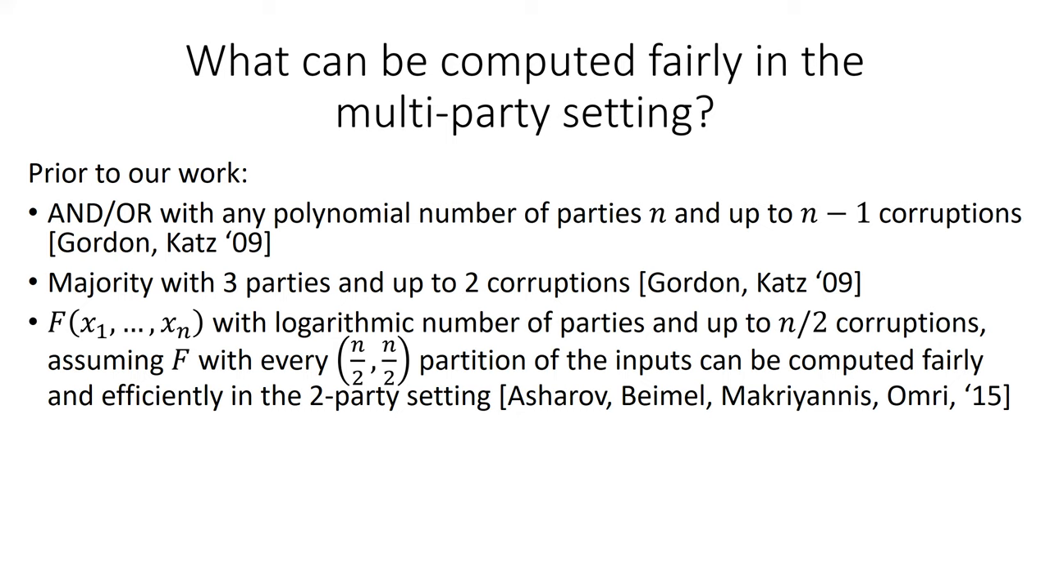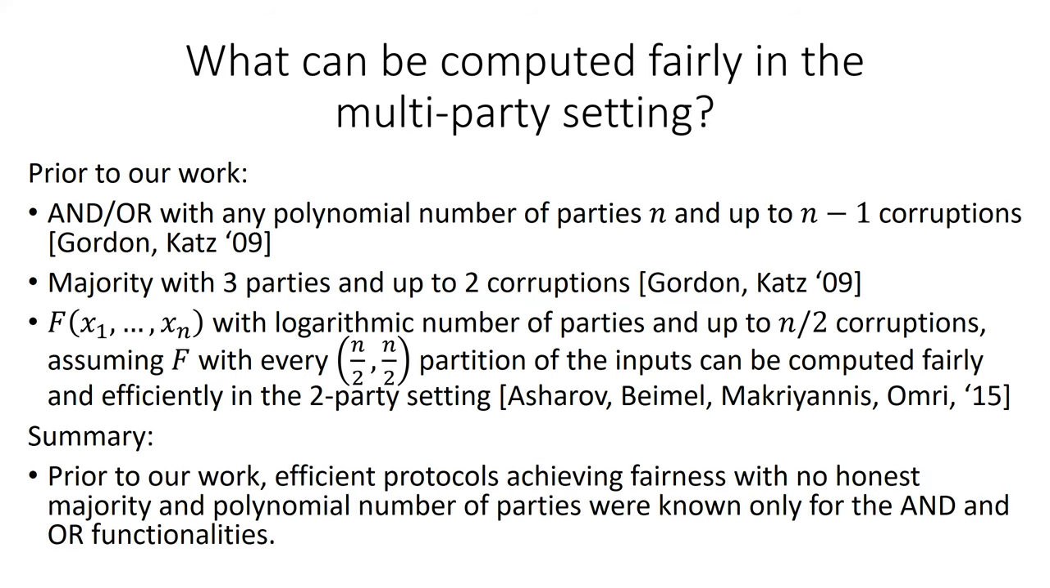A more general result showed that for functions F with a logarithmic number of parties, and up to n/2 corruptions, assuming that every n/2 partition of F can be fairly computed efficiently in the two-party setting, F can be computed fairly in the multi-party setting with up to n/2 corruptions. So in summary, prior to our work, efficient protocols achieving fairness with no honest majority and a polynomial number of parties were known only for the AND and OR functionalities.